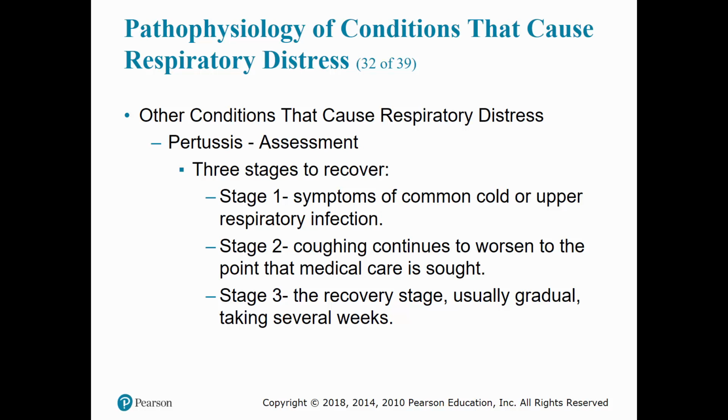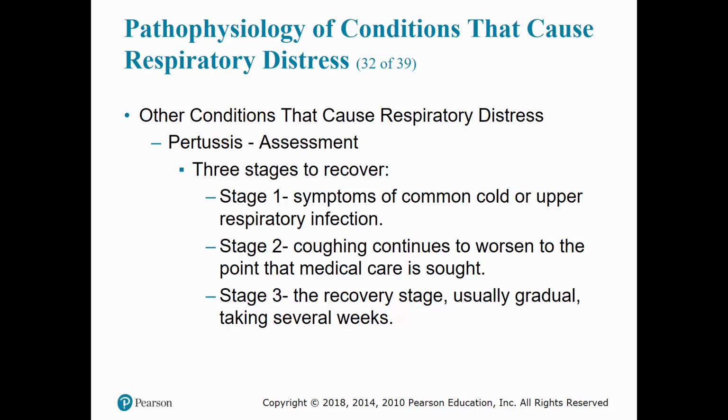During stage 2, the coughing continues to worsen to the point that medical care is sought. Stage 3, or the recovery stage, is usually a gradual stage that takes several weeks. And depending on the stage that the patient is in depends on what signs and symptoms you will see.